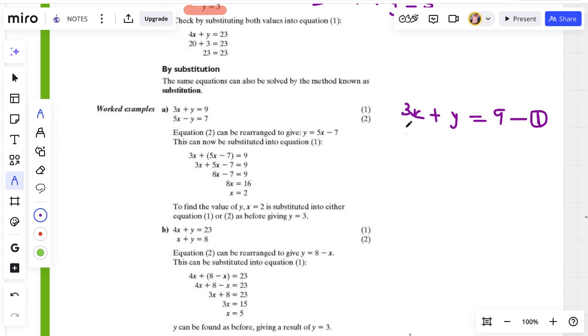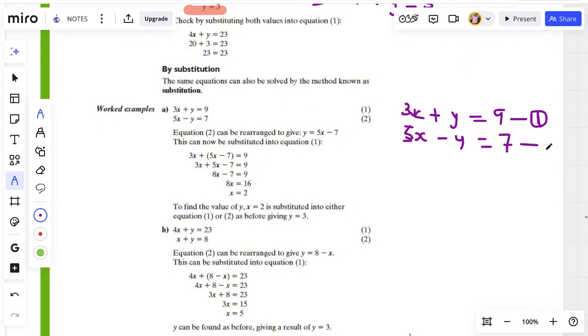We say 5x minus y is equal to 7. The same equation we solved just now with elimination. We want to do it with substitution. Equal to 7. We call it equation 2. Call this one equation 3.